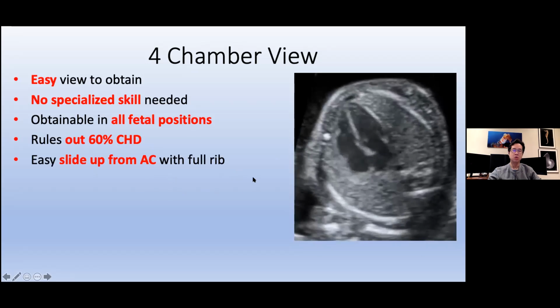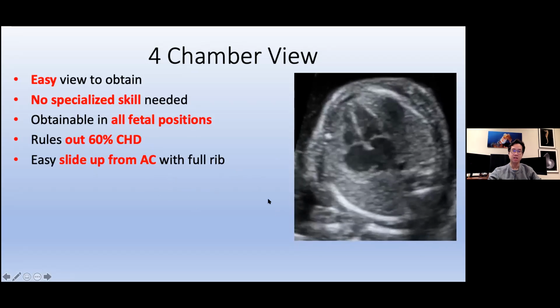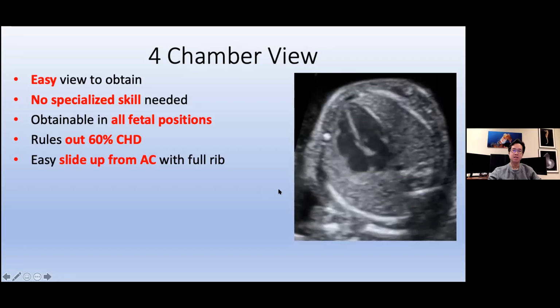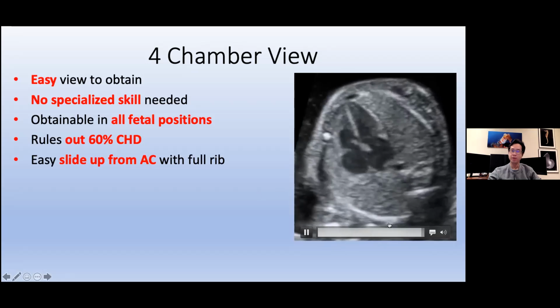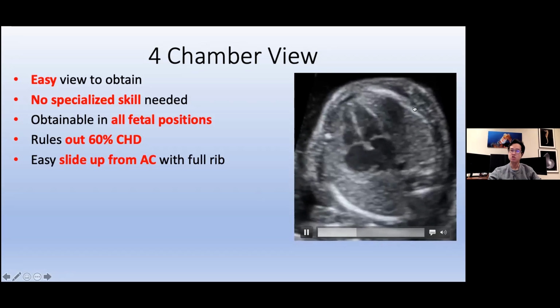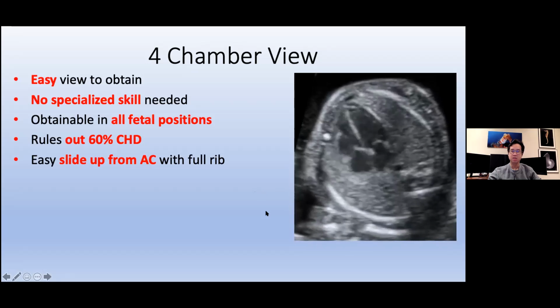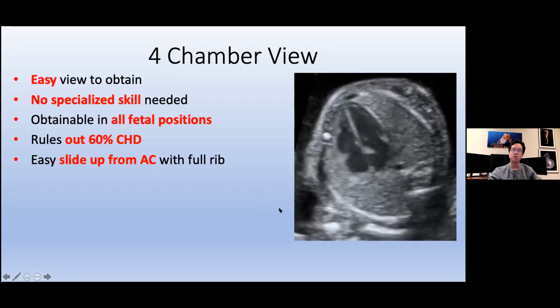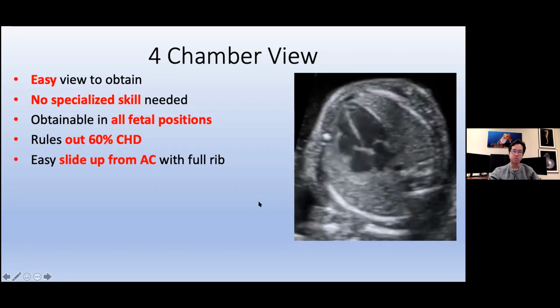But this is a very important start because this rules out the majority of congenital heart disease. The way that you obtain this is you slide up from the abdominal circumference plane that you've already scanned to get the AC measurement, and try to get this full rib image. That's what they mean by full rib: you have an elongated rib. You don't want to see too many ribs in these sections, because if you see many ribs, it means you're too oblique on the plane of imaging and you're not truly transverse on the fetal chest.